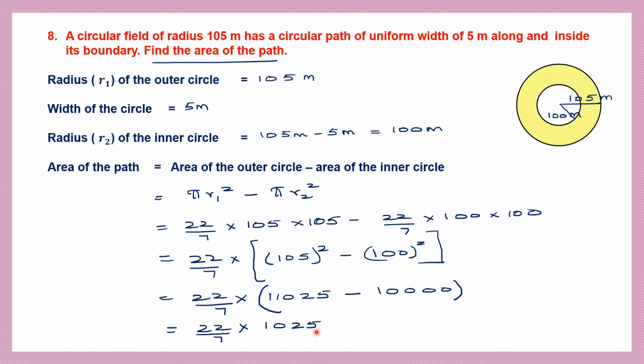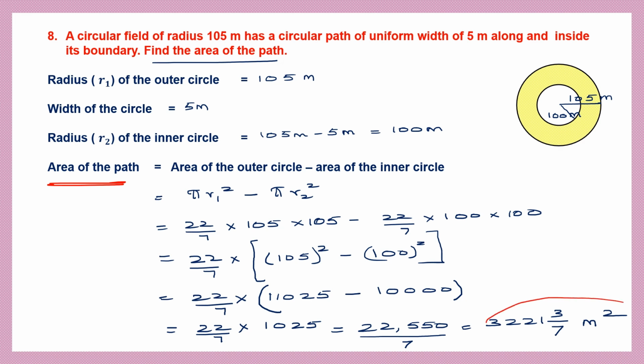Now here, is there anything we can cancel? We can't cancel these two. So let's multiply 22 into 1025. When you multiply, you get 22,550. Now divide this by 7. So when you divide this, you get 3,221 3 by 7, so it's a mixed number, meters square. And what is this? This is the area of the path. So we have found the area of the path, that is 3,221 3 by 7 meter square.